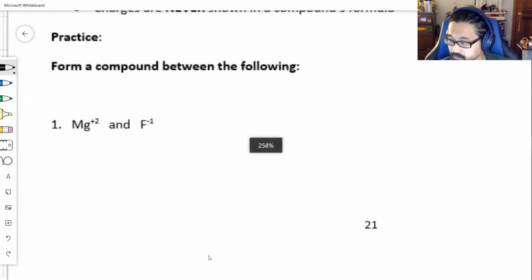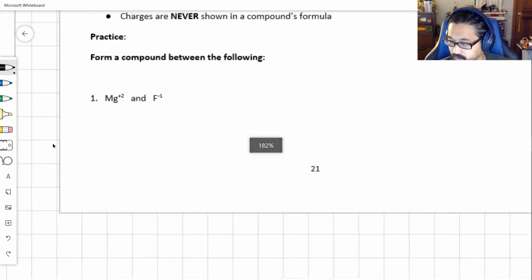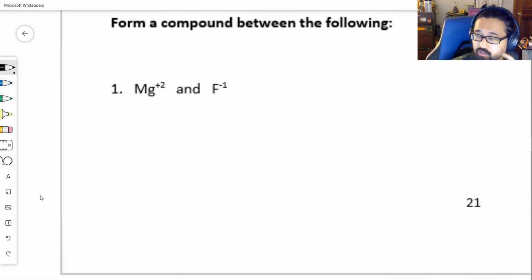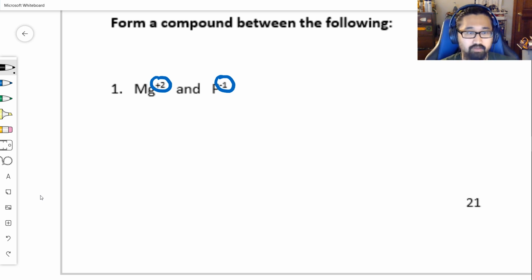So, I'm trying to zoom way in here. All right. So Mg plus 2 and F minus 1. Now, in order to balance out charges here, I need to make sure that the amount of positive charge that I have and the amount of negative charge that I have completely cancel each other out, and right now they do not. If I just took one of the Mg plus 2s and one of the F minus 1s and I slapped them together, I would not have something that was neutral.